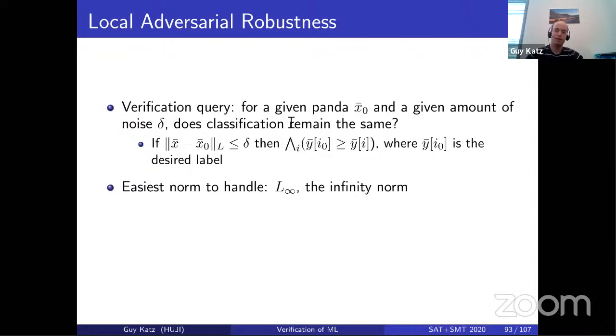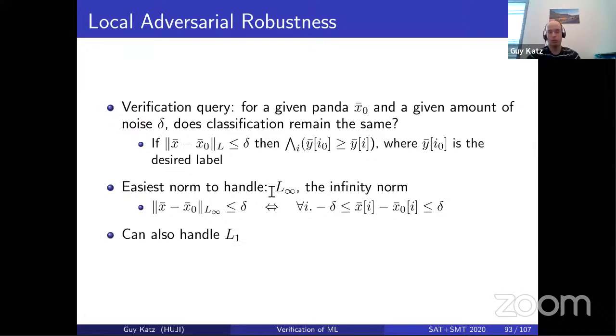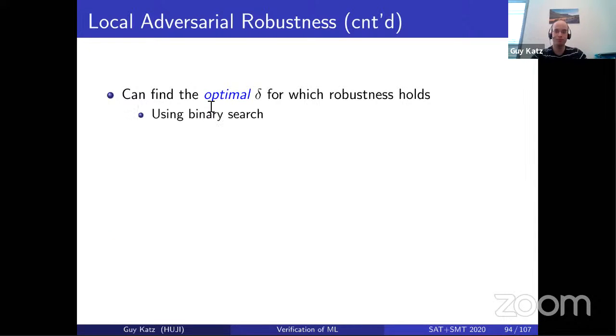We already saw that you can express this as a verification query. Something you need to consider is the definition of distance. How do you measure that two points are near? The easiest norm for us to work with is L infinity because it translates into linear constraints. You can also work with the L1 norm, because this is a piecewise linear constraint, so you can express that one too, for example, in Reluplex. But in general, if you use a definition of distance that you can support in your verification engine, then you can express these queries as well.